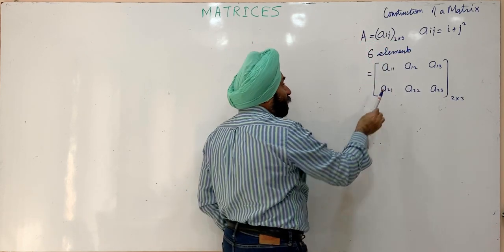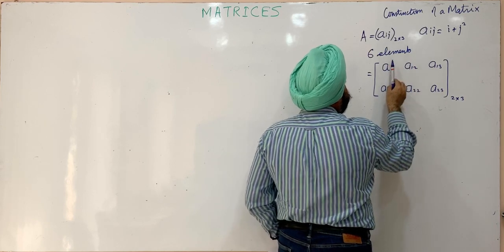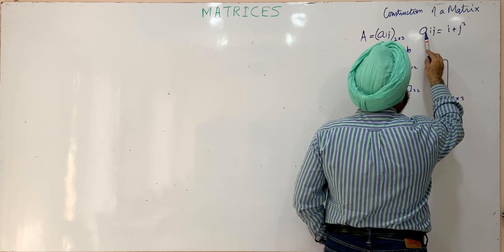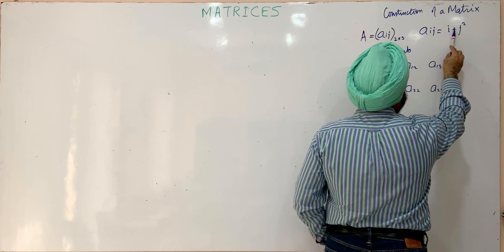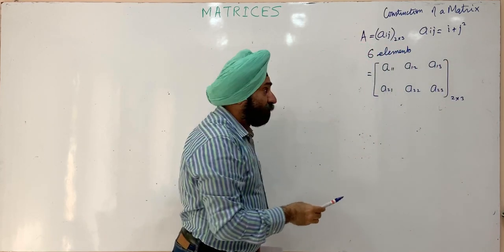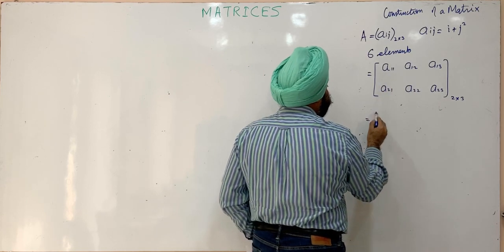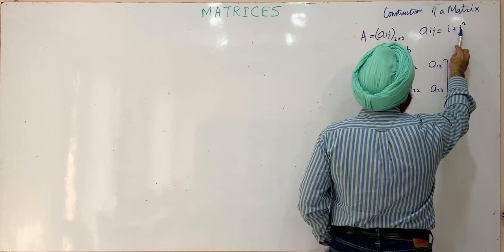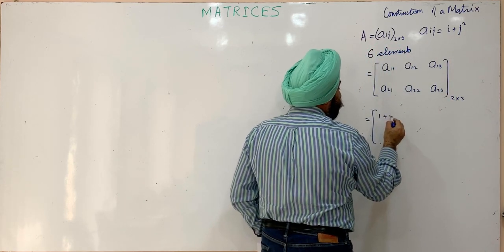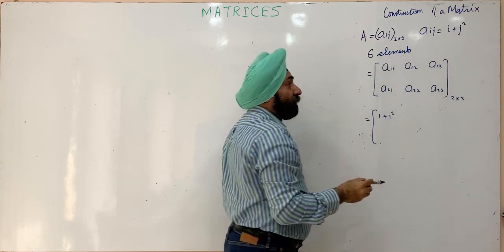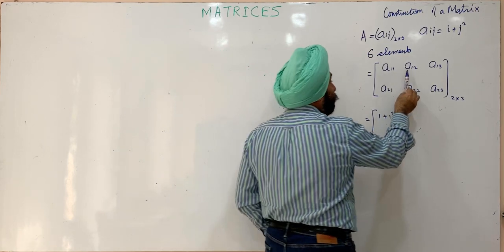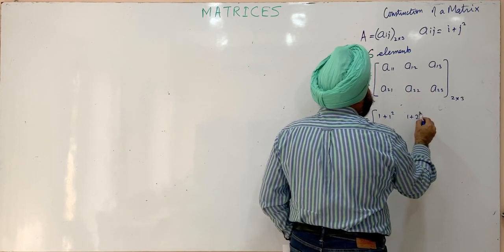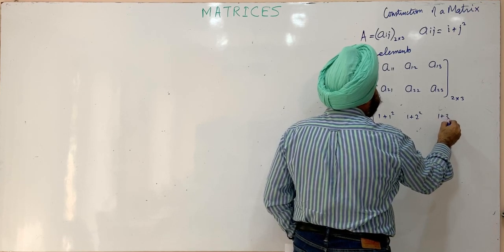So with this element we have i equal to 1 and j also 1. This is the rule to write elements: Aij is (i plus j) square. So what will this element be? We substitute i equal to 1 and j equal to 1 here: (1 plus 1) square. Next, for the 1, 2 element, i is 1, j is 2. This is (1 plus 2) square. Next, (1 plus 3) square.